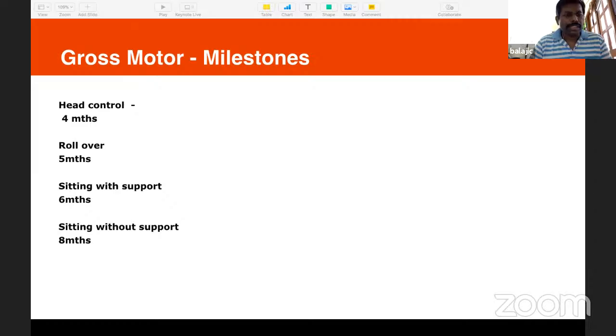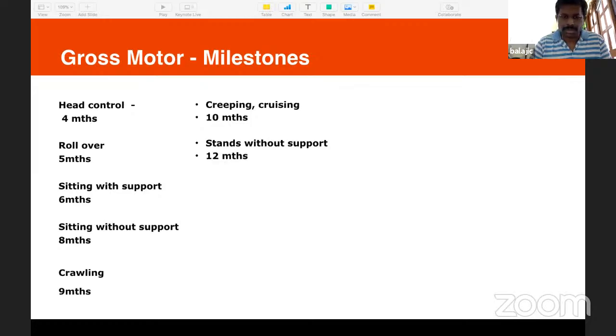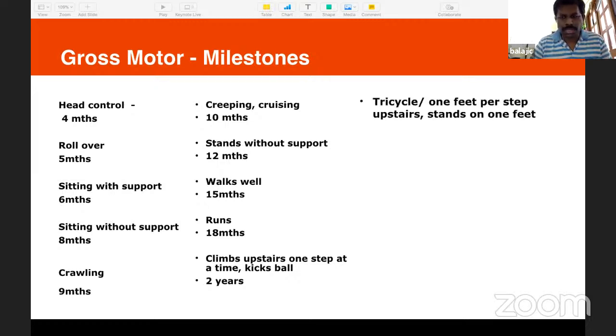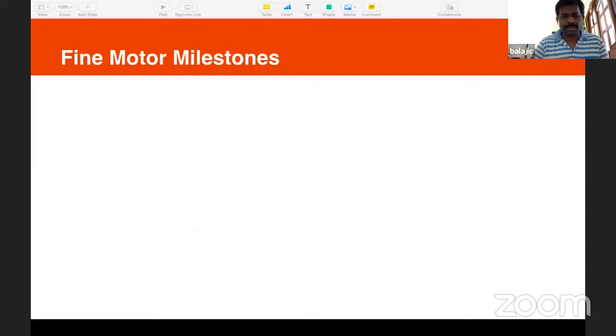Okay, so just a revision: head control at 4 months, sitting with support 6 months, crawling at 9 months, creeping and cruising at 10 months, stands without support 12 months, walks 15 months, runs at 18 months, climbs upstairs with 2 feet on each step is 2 years, and a tricycle 3 years, and downstairs it's 4 years, and skips by 5 years. Okay.